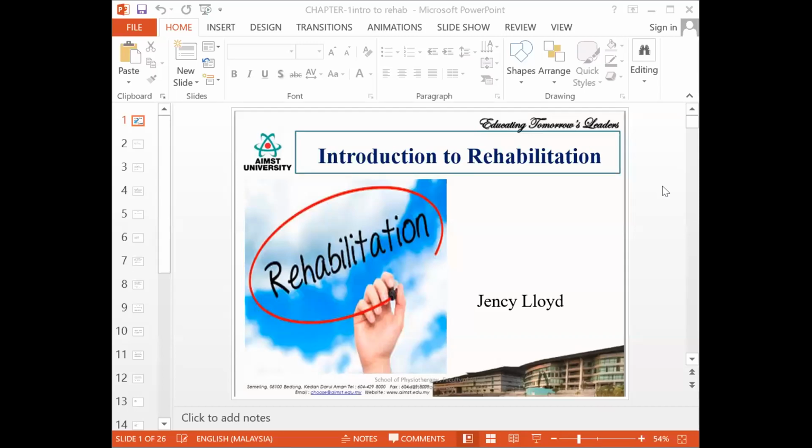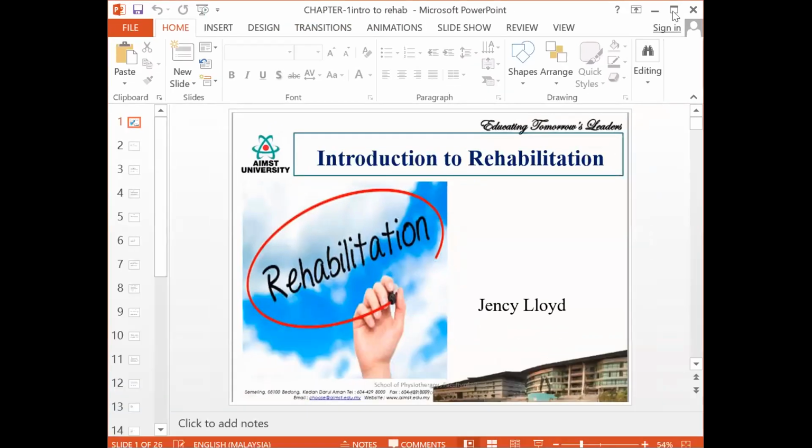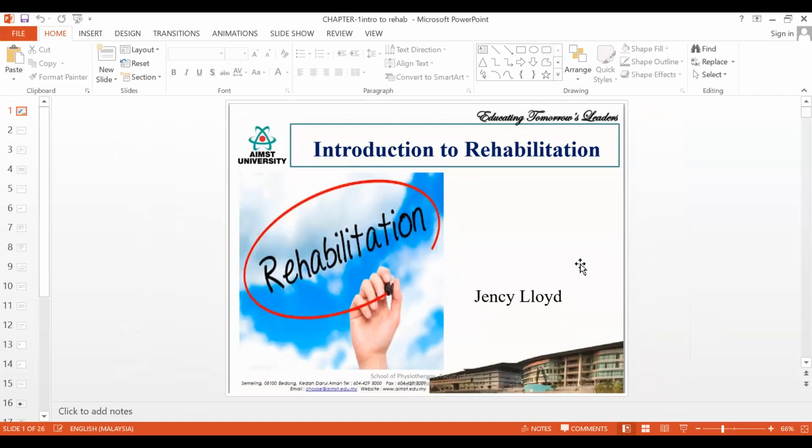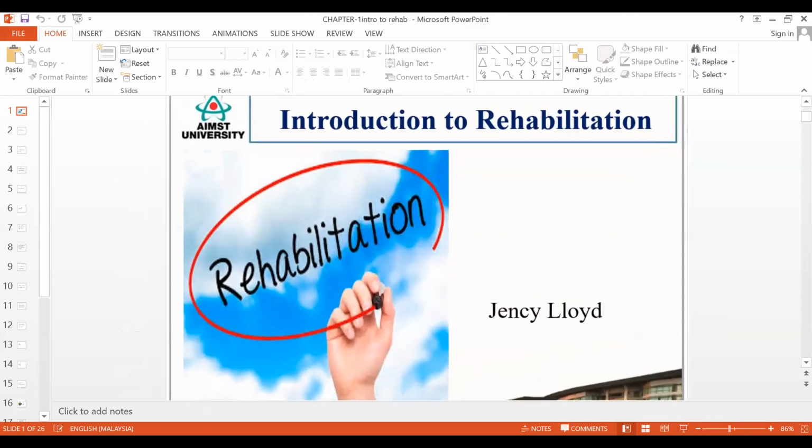So now we will enter into the topic. Today we will see about the introduction. Today we will see what is rehabilitation and what are the team members who are involved in this rehabilitation. That is what we are going to see today.